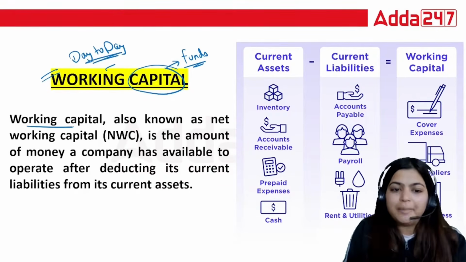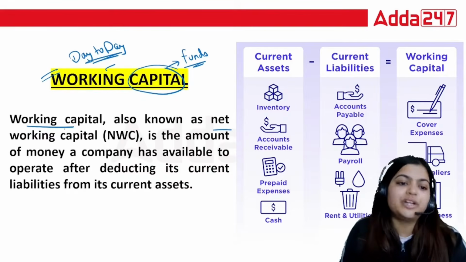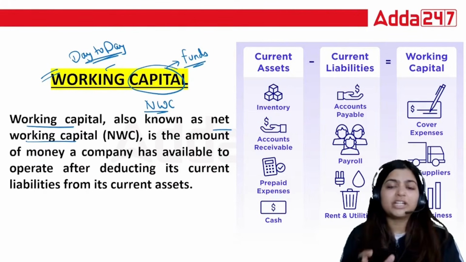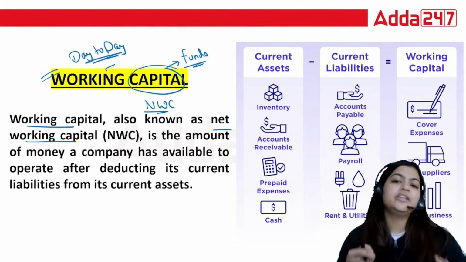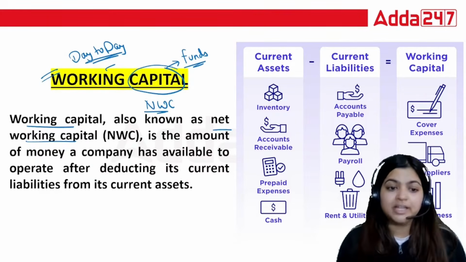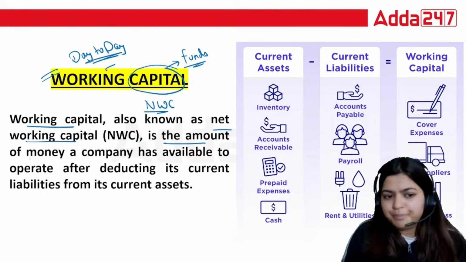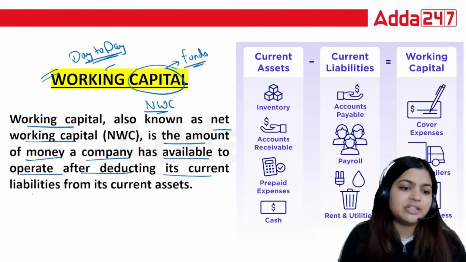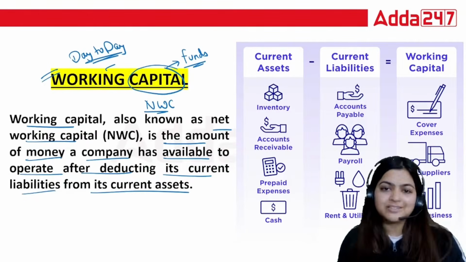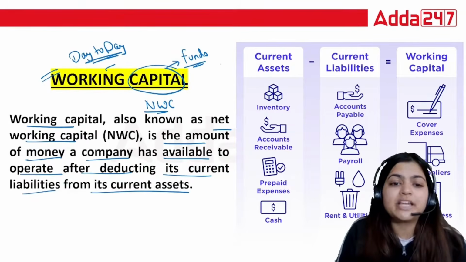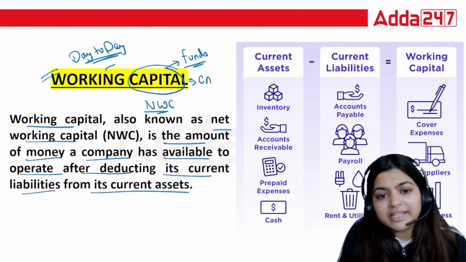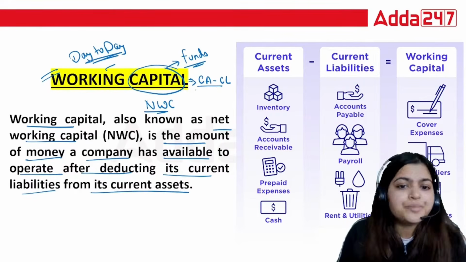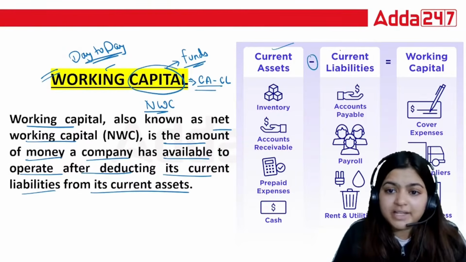So working capital is what? This is also known as net working capital, NWC. Basically, whatever you are doing on a daily basis is going to be a part of your working capital. Now, this is the amount of money a company has available to operate after deducting its current liabilities from its current assets. In these last three lines, they are talking about what formula? That you need to take current assets minus current liabilities. This will give you working capital.